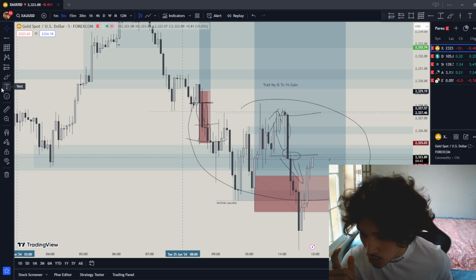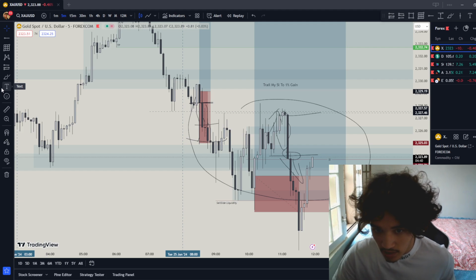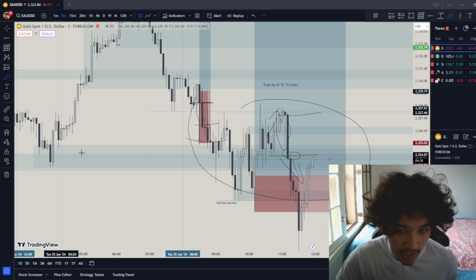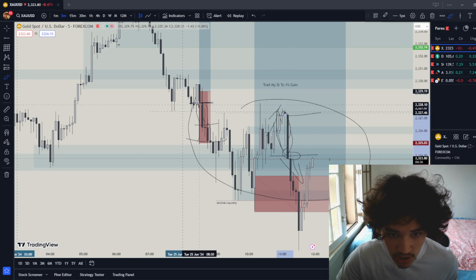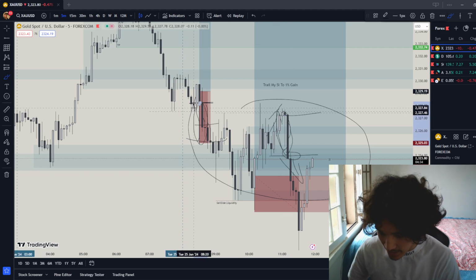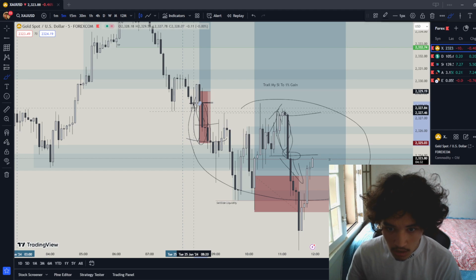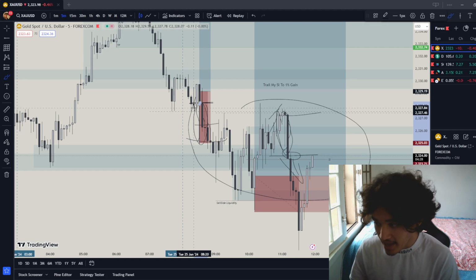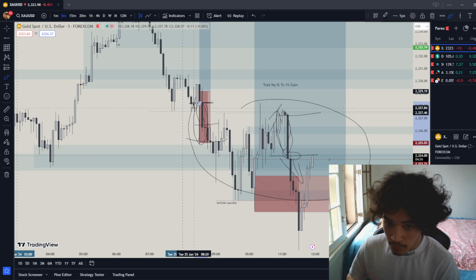How can we learn from this huge move? How can we learn from this manipulation that happened right here? How can we learn from these two manipulations? It's knowing that the market will go back down or back up when a huge move like this happens.